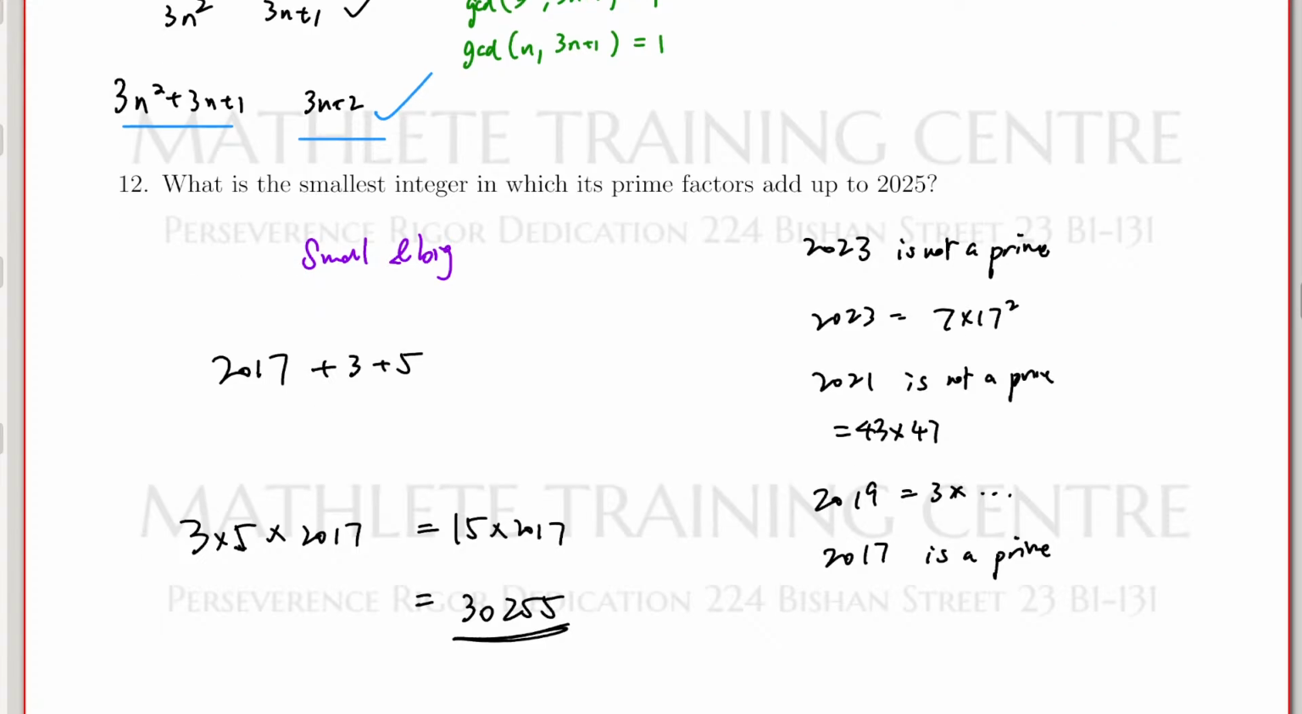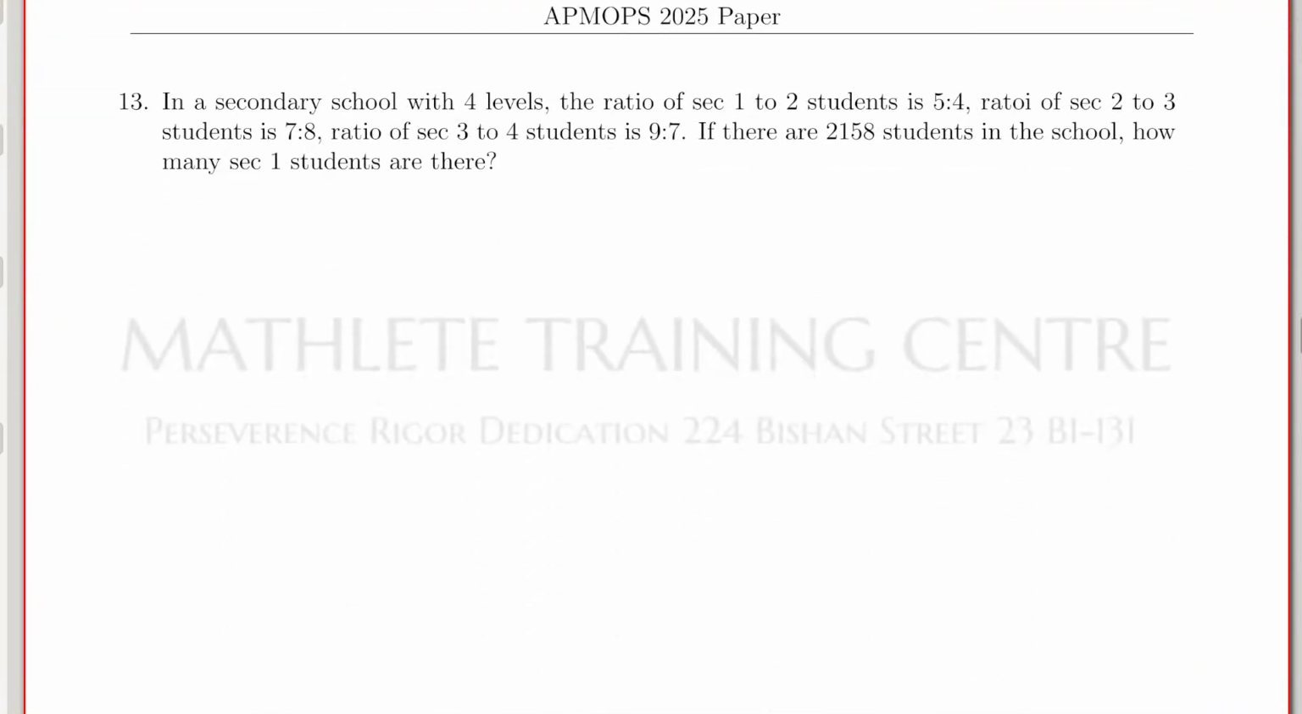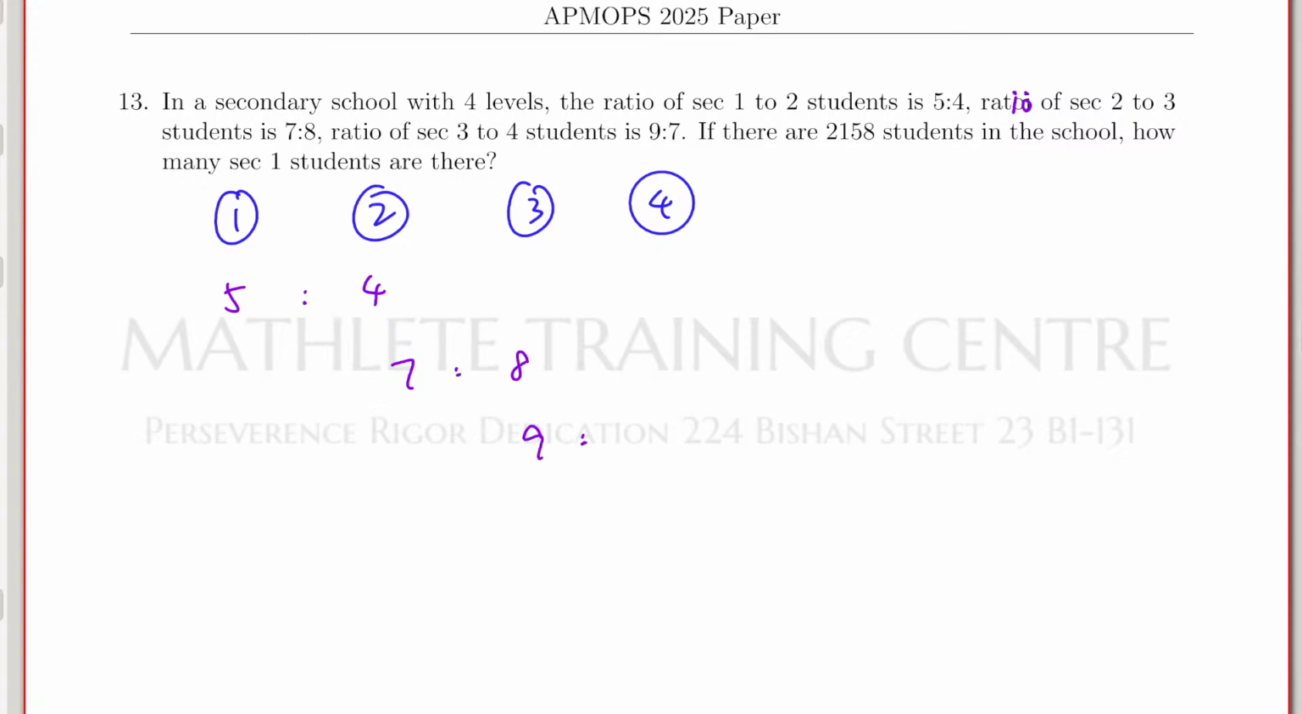Okay, let's move on to take a look at the next question. In a secondary school with 4 levels, the ratio of Sec 1 to Sec 2 students is 5 to 4. So I'll draw out my Sec 1, Sec 2, Sec 3, Sec 4 in these circles. The ratio of Sec 2 to Sec 3 will be 7 to 8. So let's draw that down. 5 to 4, 7 to 8, then 9 to 7 here. And then they tell you there are 2158 students in the school. How many Sec 1 students are there?